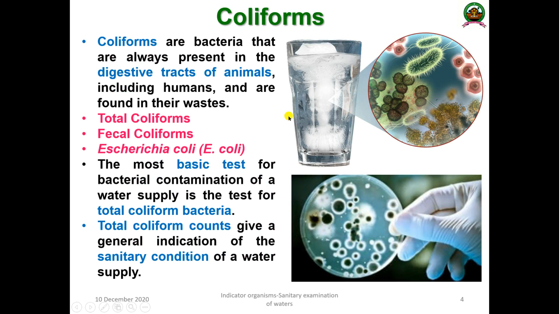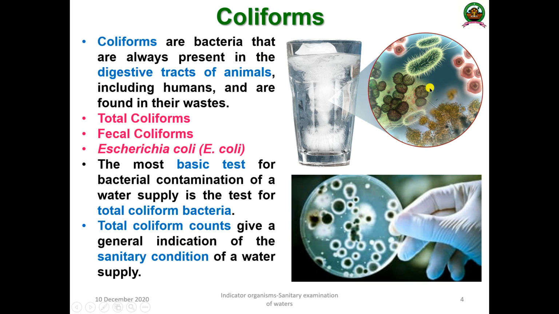And this we have already seen in the last class. What are these indicators? They are known as coliforms. What are coliforms? Coliforms are bacteria that are always present in the digestive tract of animals, including humans, and are found in the water. I told you coliforms are gram-negative, non-sporulating, facultative anaerobic organisms. They are present in the digestive tract of animals, including humans and warm-blooded animals. We have seen this in the previous class.